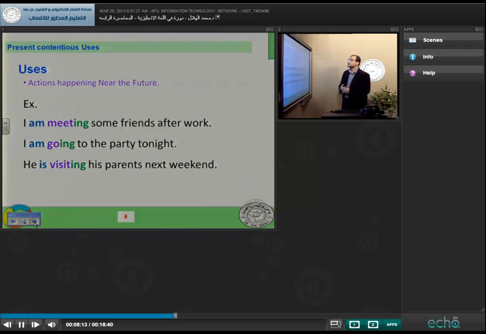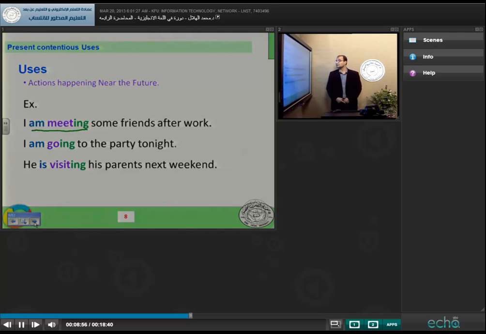The third use: when we talk about an action that happens in the near future, we use the present continuous tense to indicate actions that have a future reference. I am meeting some friends after work. So this shows that we can use the present continuous tense to express an activity or an action that will happen in the future, or basically the near future. But we are not using will, we are not using the future tense to indicate future, but we are using the present continuous or present progressive tense.